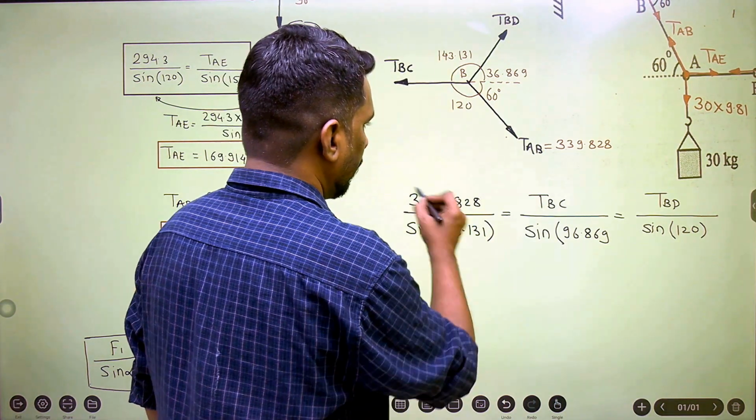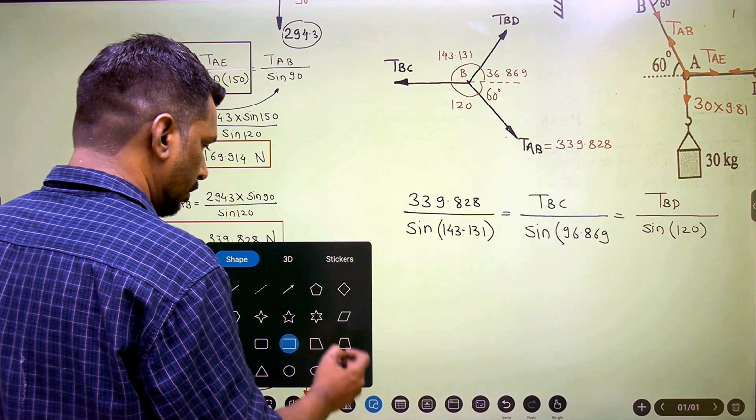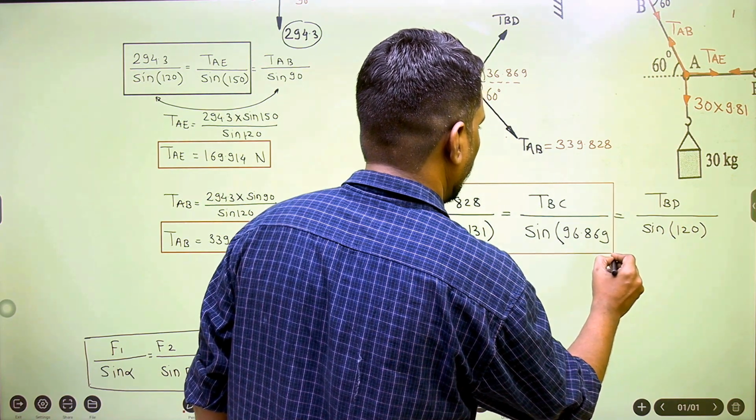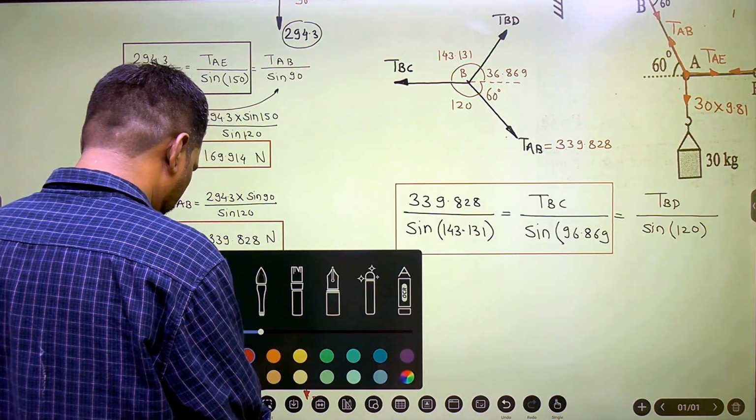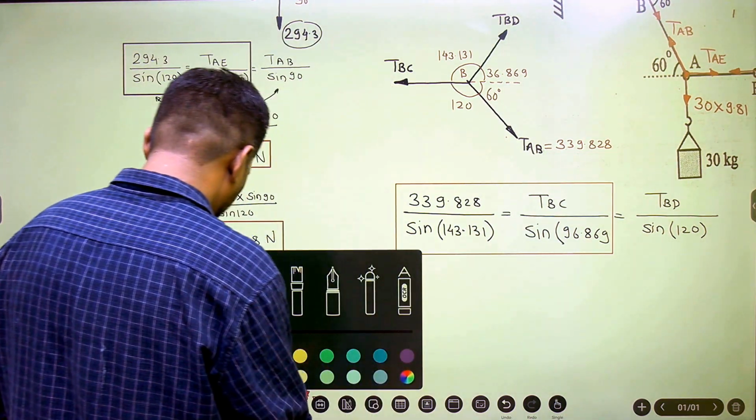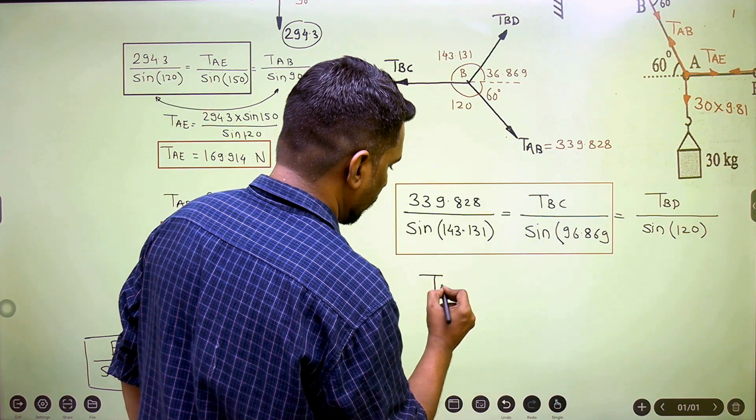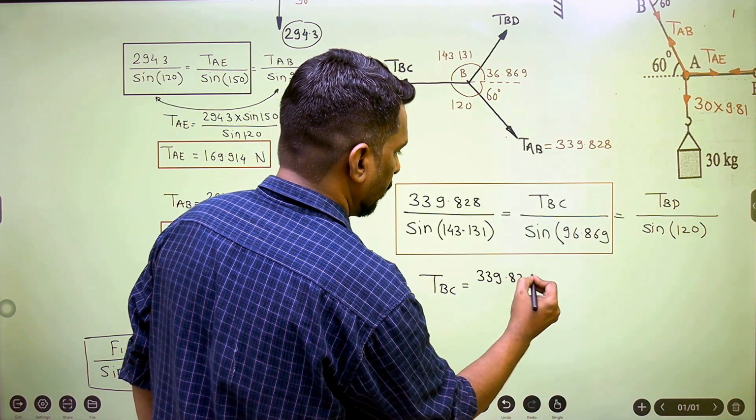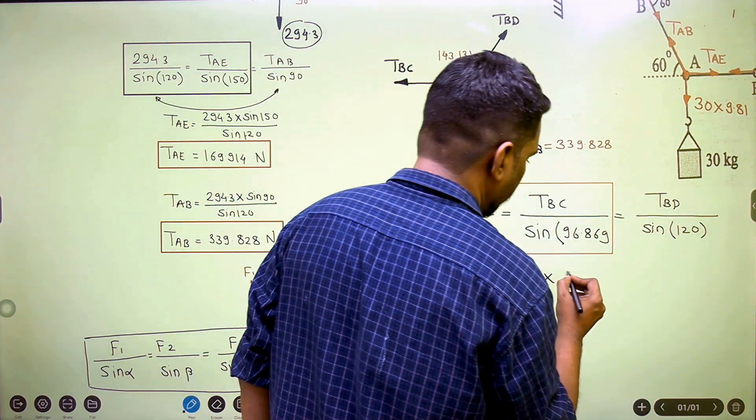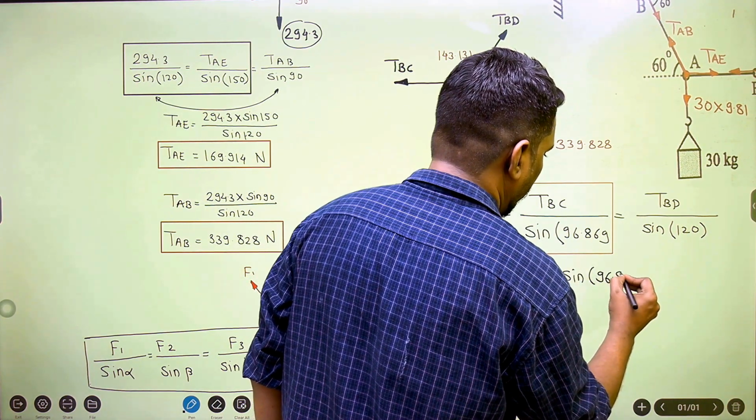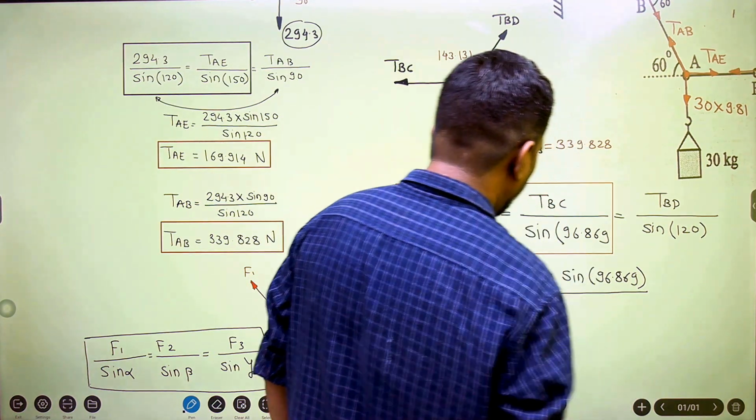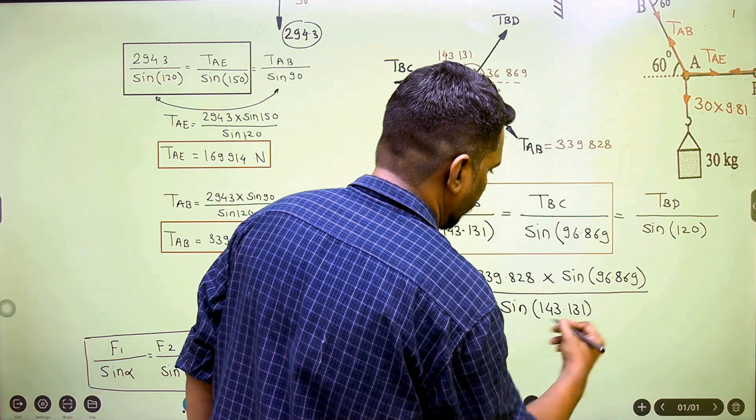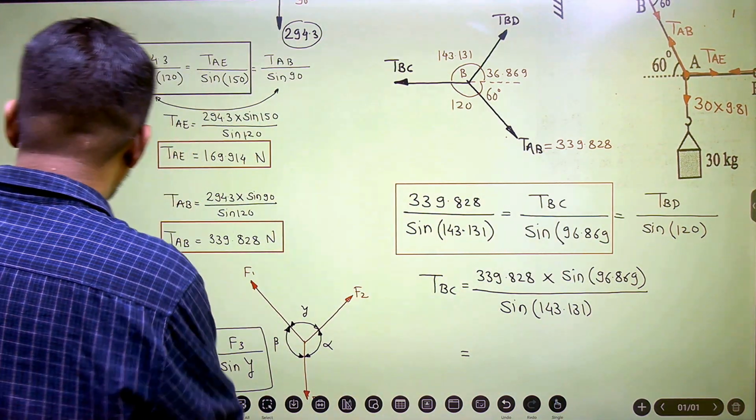So now if I equate these two, my equation will be TBC is equal to 339.828 into cross multiplication sine 96.869 divided by sine of 143.131. So if you solve this, you will get the value of TBC.